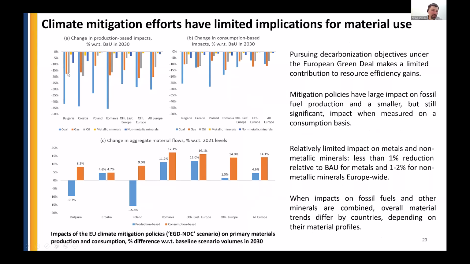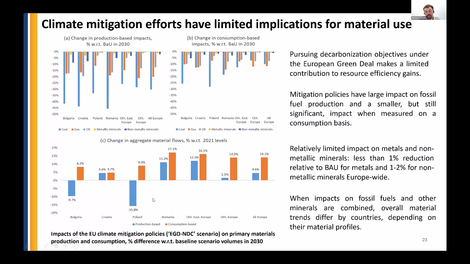Somewhat lesser impact on gas and oil, petroleum products, so around 15 to 20% depending on the country, and lower for the consumption base. So again, energy essentially embodied into imports is not impacted that much due to domestic policies, which is what one would expect. But then there is a relatively minor impact on other materials like metal ores or non-metallic minerals. So there, changes are between 1% and 2%, which is not that substantial.